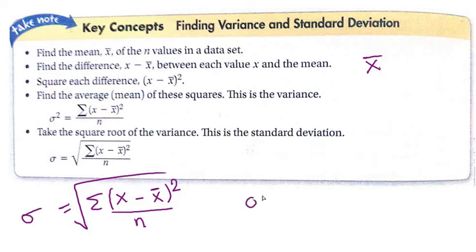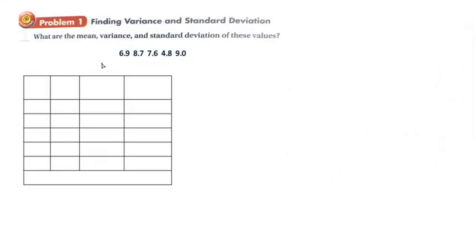The variance is sigma squared, or the same expression but without the square root. So it is the sum of x minus x bar all squared over n. Let's understand now how to apply that mathematically. What are the mean, variance, and standard deviation of these values?